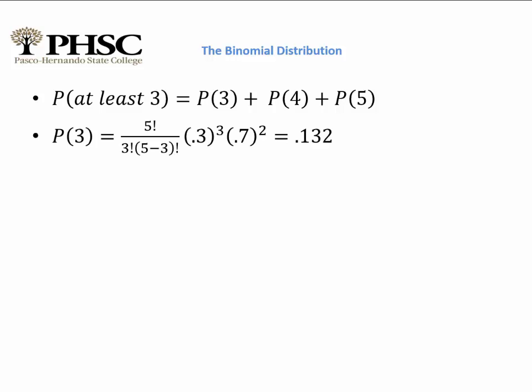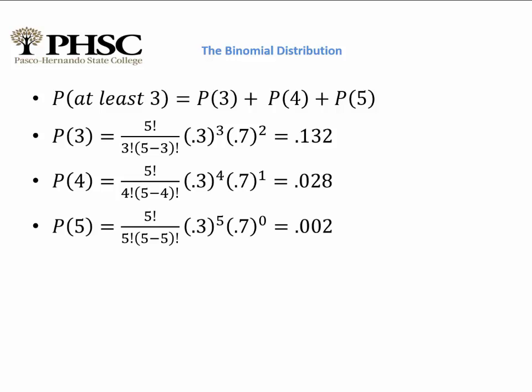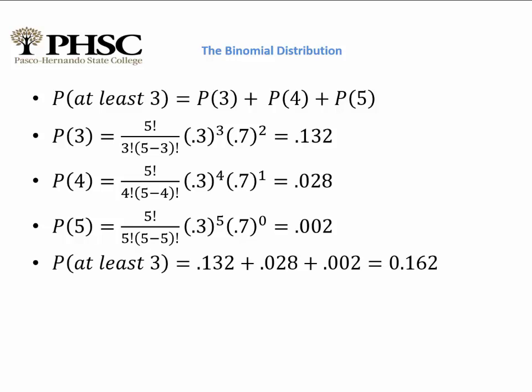So then the probability of 3 using the binomial formula gives us 0.132. Again, it says 30%, so that means 70% don't have a job. Our x is 3. 5 is our number of trials. 5 minus 3 is 2, and that's how we get the 2 as the exponent for the 0.7. The probability of 4 is 0.028. As you notice, the probabilities remain the same. Number of trials remain the same. Probability of 5 is 0.002. And then we add those 3 probabilities together. So the probability that at least 3 teenagers have a part-time job is 0.162.